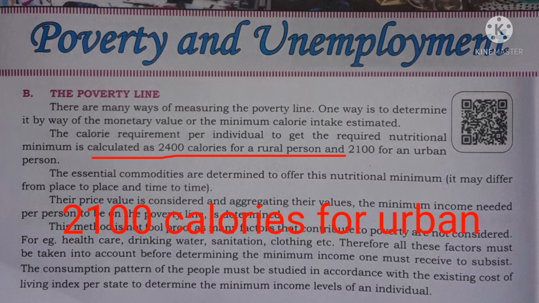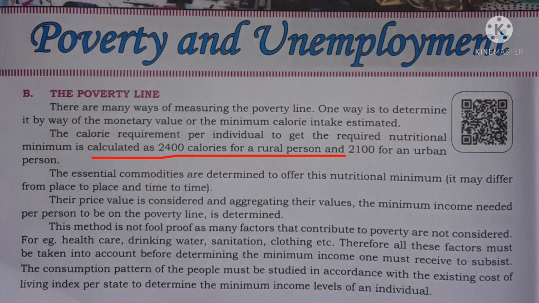The essential commodities are determined to offer this nutritional minimum. It may differ from place to place and time to time. Their price value is considered and their values are aggregated. The minimum income needed per person to be on the poverty line is determined.